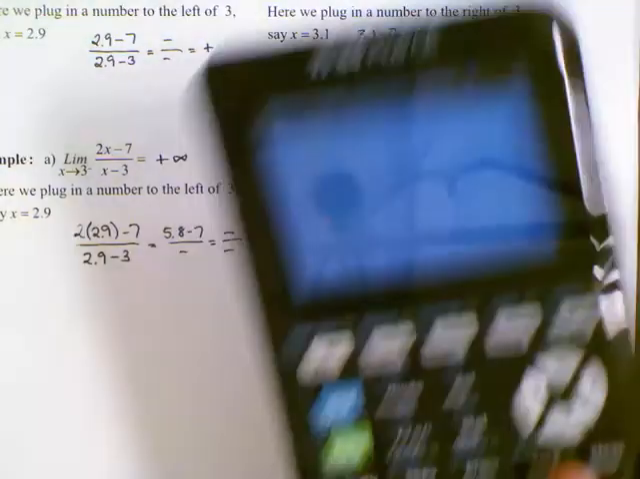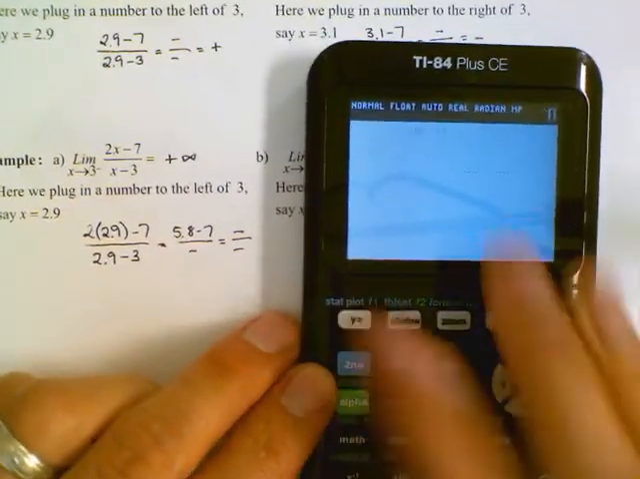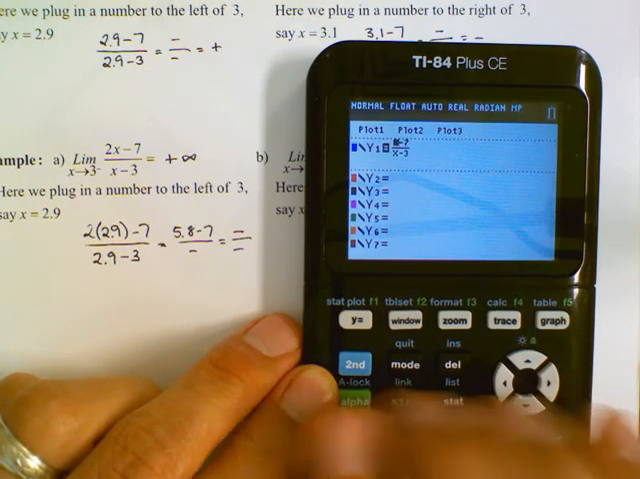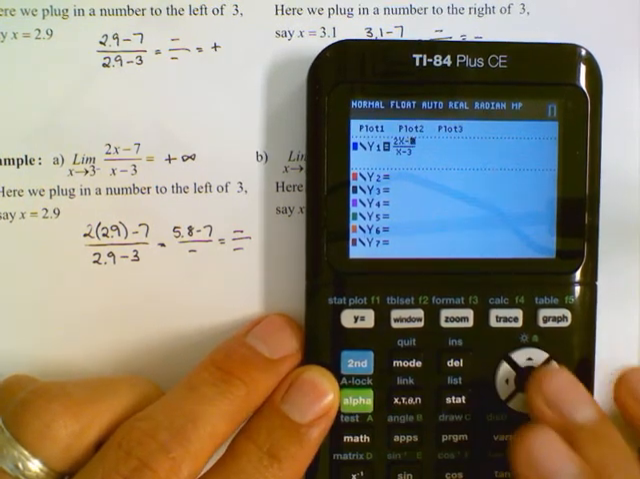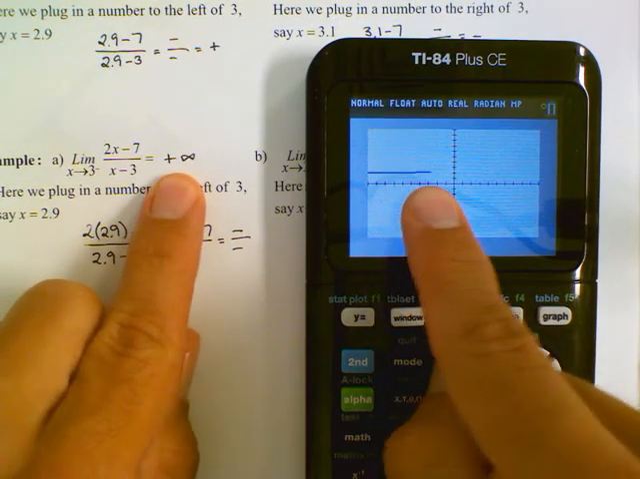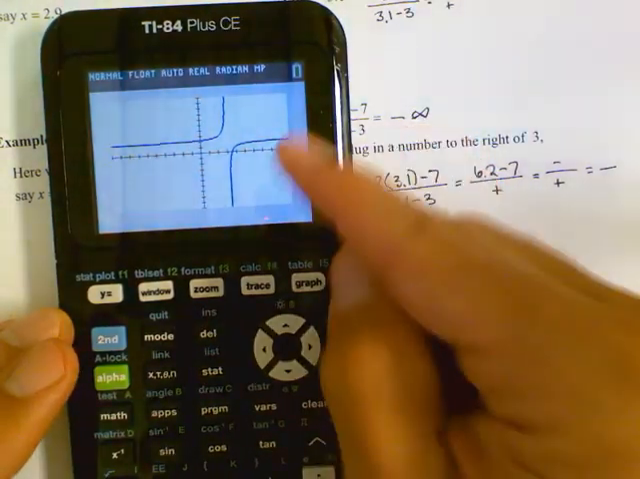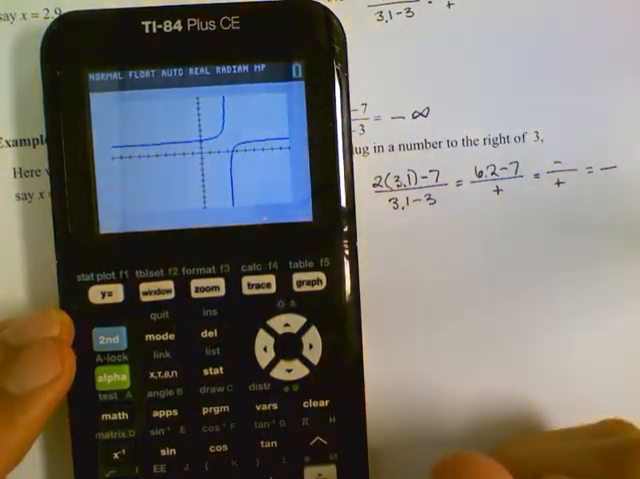Again, we're just going to confirm that using our TI-84. Go to our y equals and type in a 2 in front of that x. Hit graph, and from the left side it should be going up towards infinity, and there it goes. And from the right side it should be going down towards negative infinity.